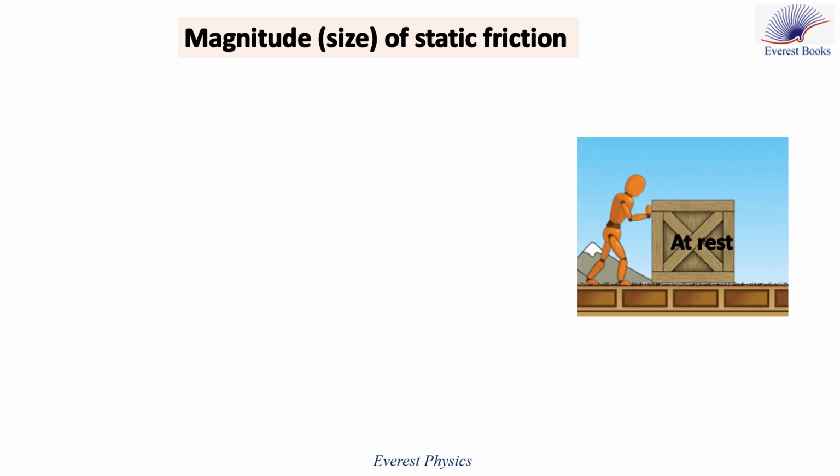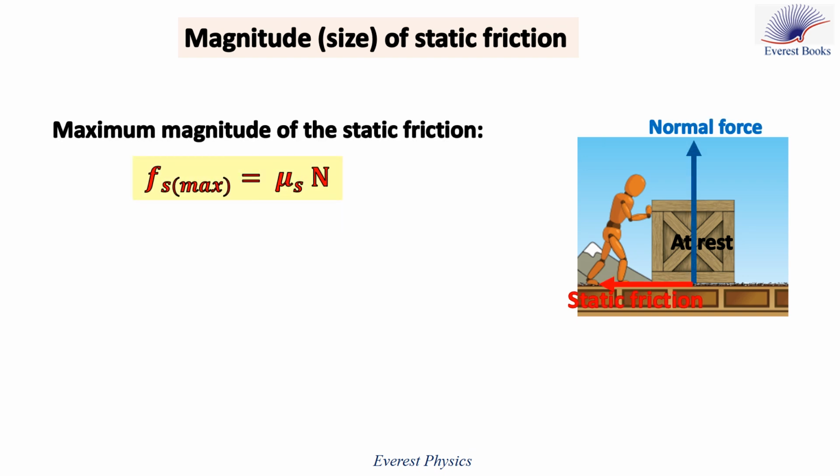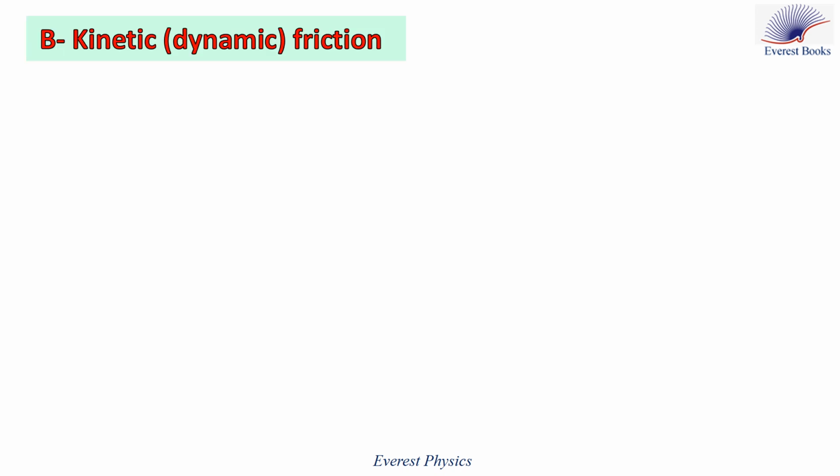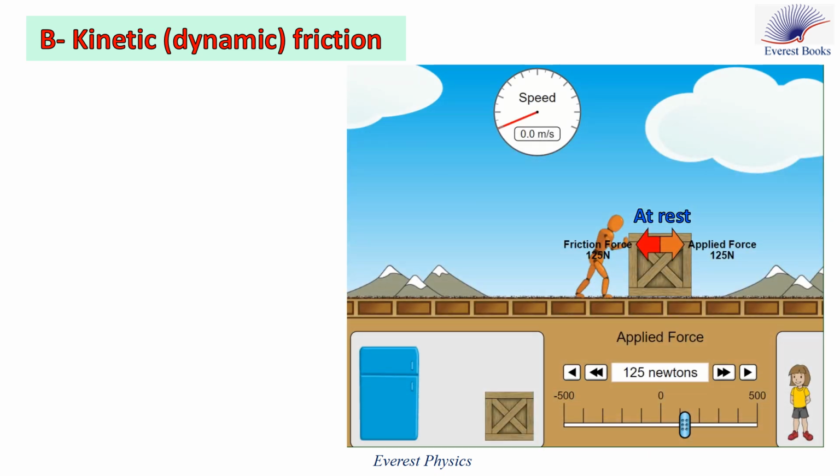Consider the previous simulation where the box is in its at rest state. The maximum magnitude of the static friction is given by μs times n, where n is the normal force acting on the box, μs is the coefficient of static friction, which is a positive constant that depends on the material and the structure of the interacting surfaces. Typically, μs is less than or equal to 1. Kinetic or dynamic friction is a different type of friction force between two solid surfaces. To understand kinetic friction, let's watch the upcoming PHET simulation.